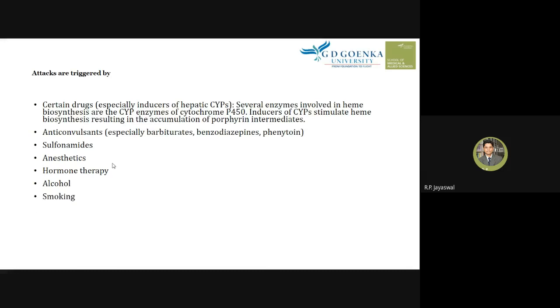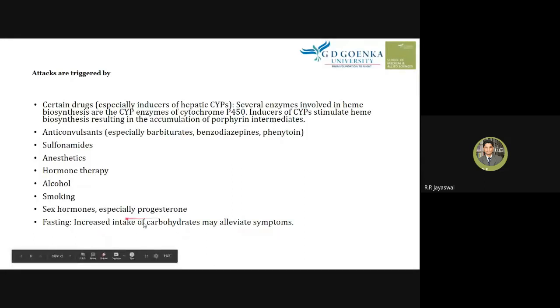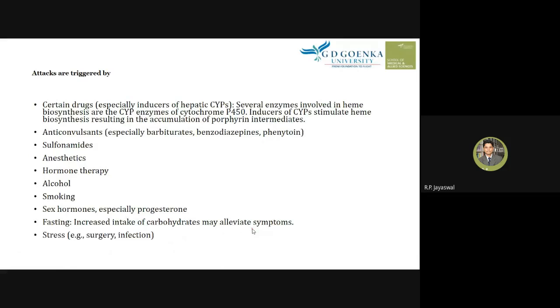Alcohol, smoking, sex hormones, basically testosterone, and fasting can also trigger an attack. Increased intake of carbohydrate may alleviate symptoms. So when we take carbohydrate, the symptoms can be normalized. Stress can also trigger an attack.